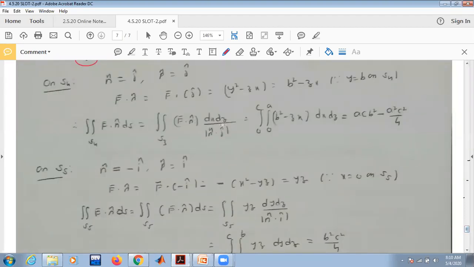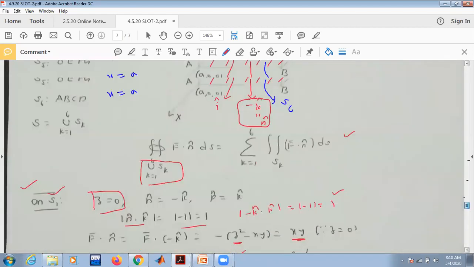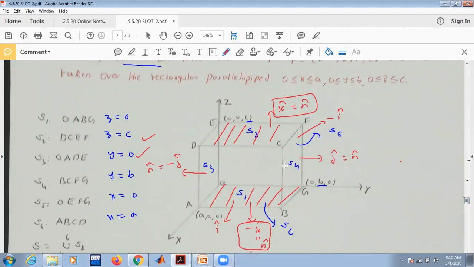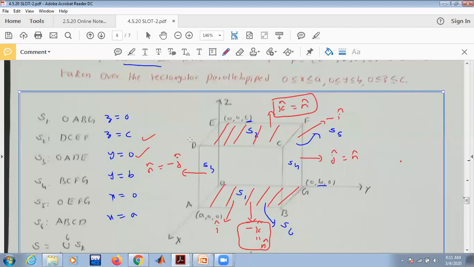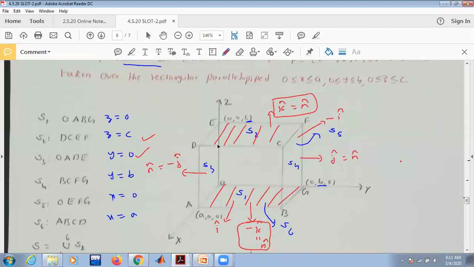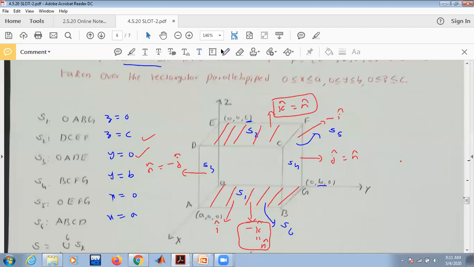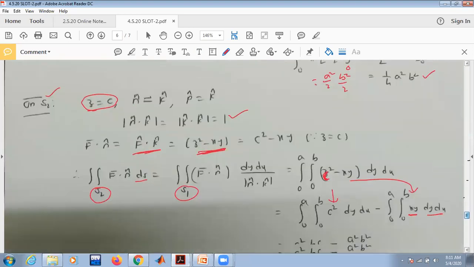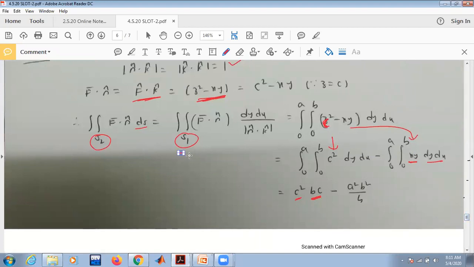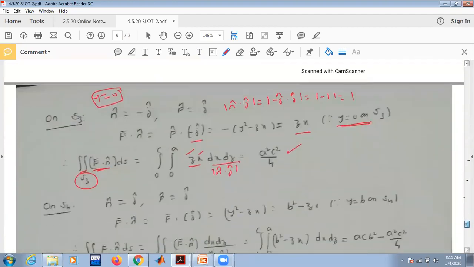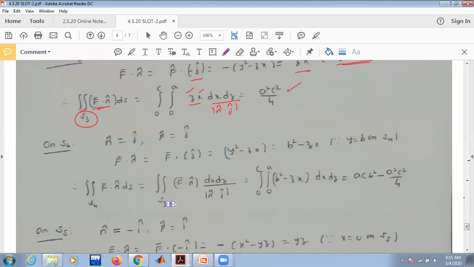Next one is on the parallel plane. S4 is parallel to S3. So when you take the projection of S4 on the xz plane, you will get S3. S3 is nothing but Rxz. So in our case, Rxz is nothing but S3 only. This is nothing but Rxy. And this is Rxz.